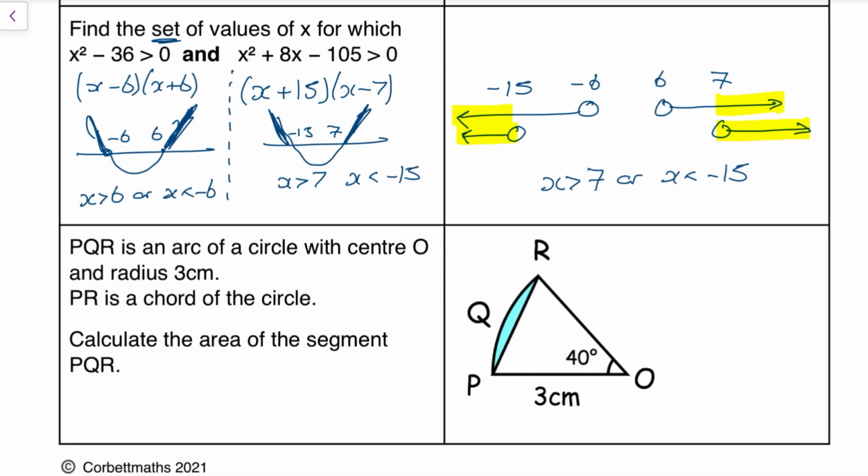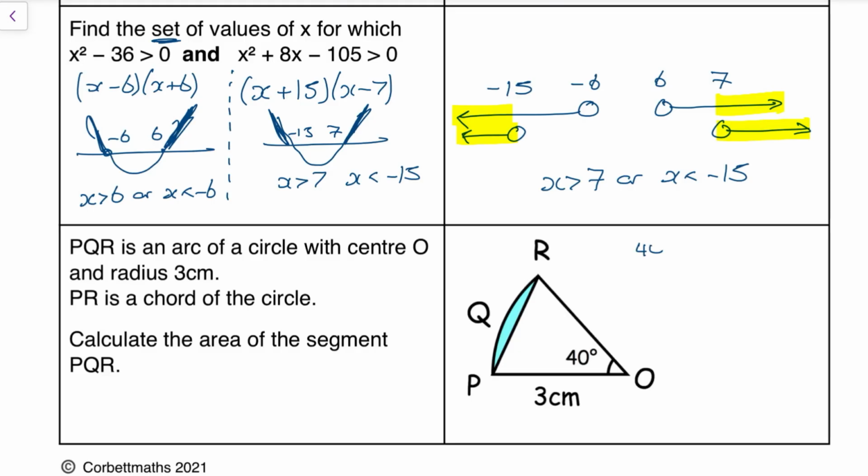Right, final question. PQR is an arc of the circle with center O and radius 3. Tells me another question. PR is a chord. Calculate the area of the segment PQR. Now, depending on where you've got to in your exam, there's going to be two ways of doing this. So you can either use a slightly longer method of working out the triangle and then working out the half the area, or I'm going to do what I'm going to do, which is normally what these questions assume, which is I'm going to do the area of the sector.